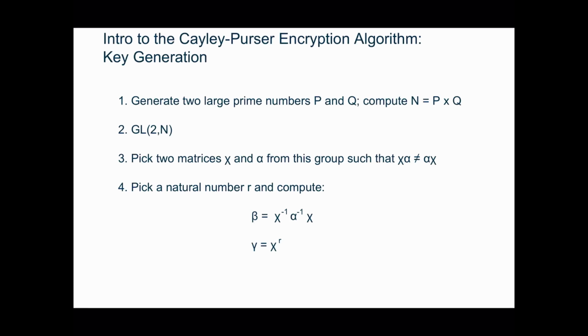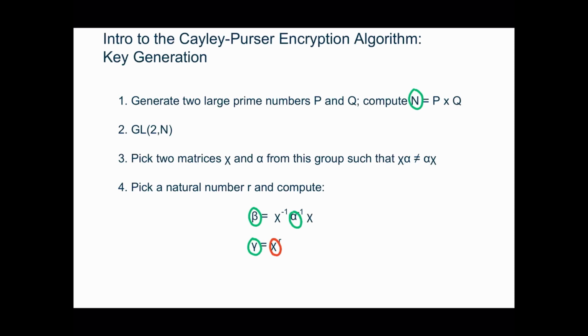Bob has now finished key generation. He'll publicly release the values of n, alpha, beta, and gamma. He will retain the value of chi. This is what he's going to use for decryption later on.